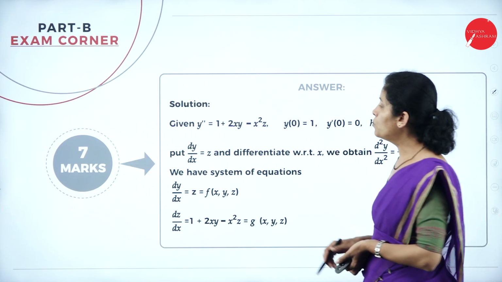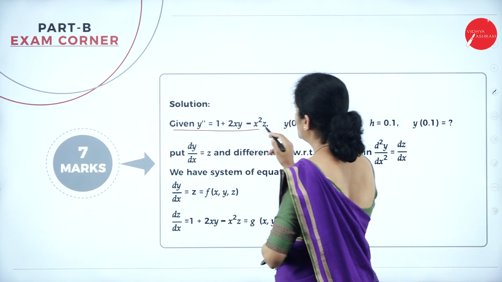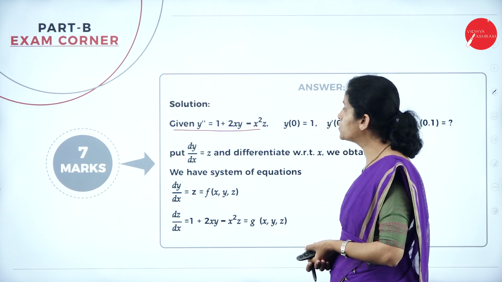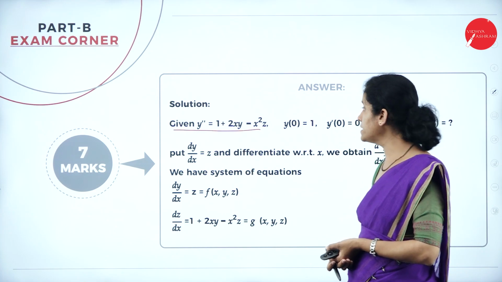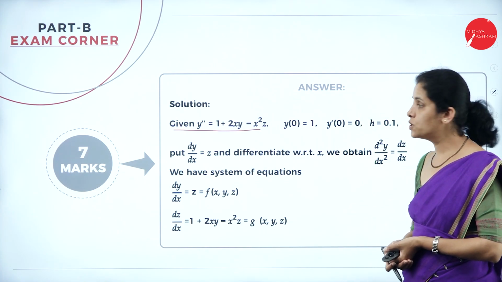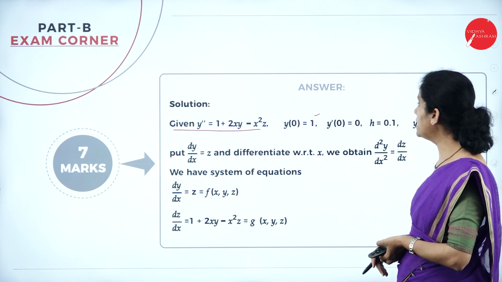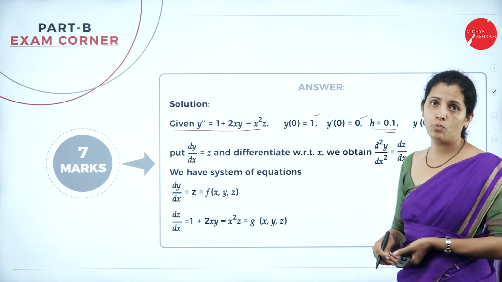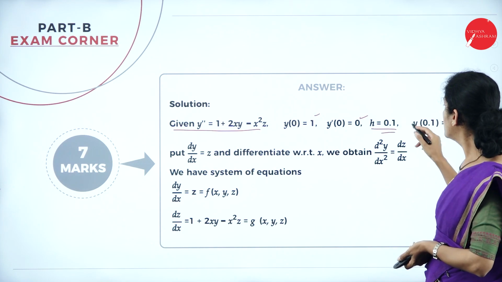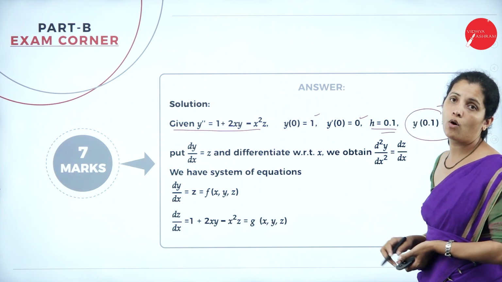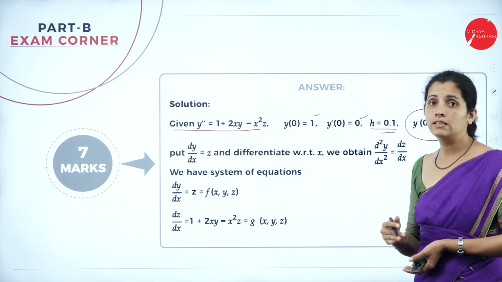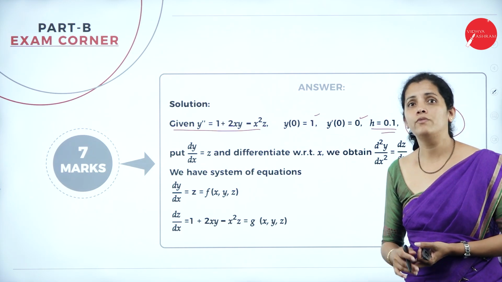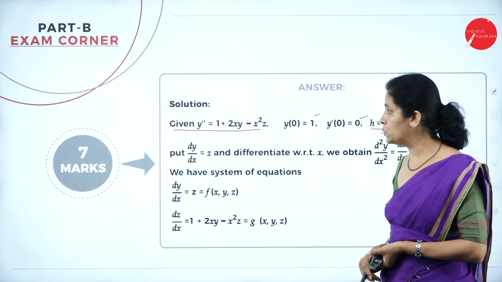So what is the equation I have? y double dash equal to 1 plus 2xy minus x square z. y of 0 is 1, y dash of 0 is 0. Height is nothing but 0.1 and I want to find out y of 0.1. That is, when x equal to 0.1, I have to find out what the y value is.